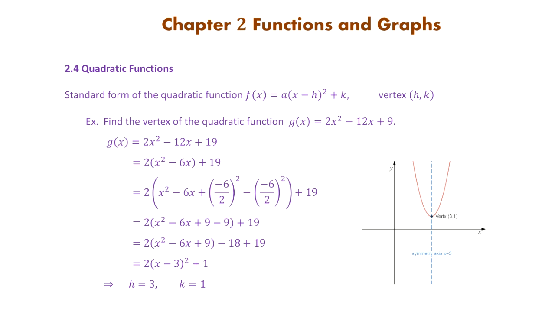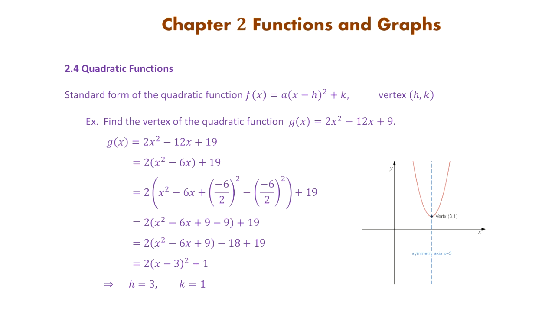Let's review how we do this completing the square. The first step is you factor 2 from the first two terms, 2x squared minus 12x. The reason to do that is to make the coefficient of x squared equal to 1. So you get x squared minus 6x in this particular problem when you factor out 2 from the first two terms, and plus 9. Then you complete the square in the parentheses.